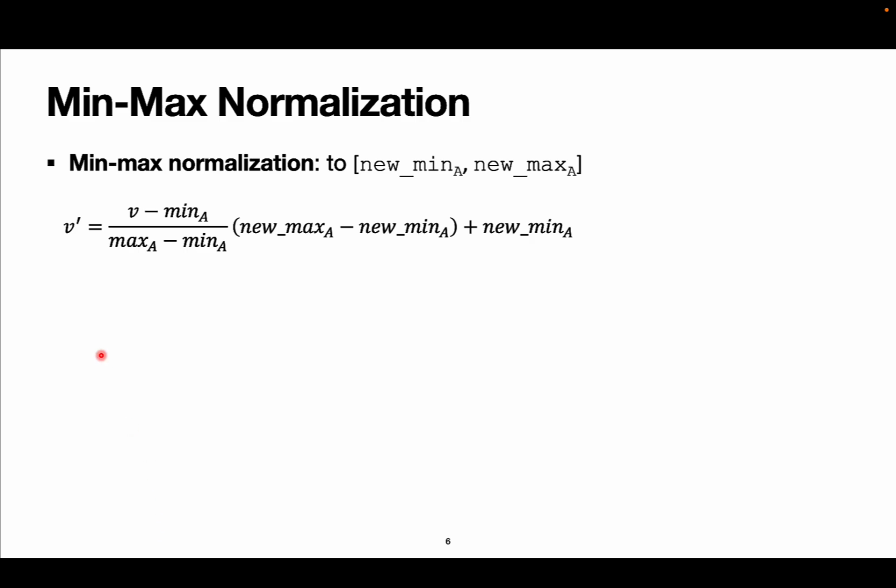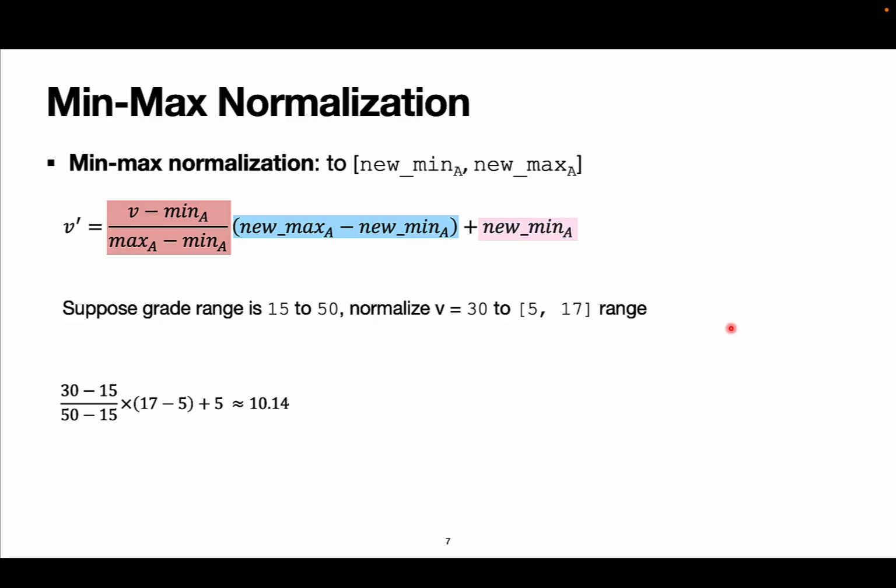In min-max normalization, the goal is to transform a value that already has a minimum and maximum to a new minimum and maximum range. Let's work through a concrete example. Suppose a grade range is 15 to 50 and we want to normalize v equal 30 to the new range of 5 and 17. Let's break down the formula. I'm going to start from the end because it's easier. A new minimum is the lower end, and it's going to guarantee that we get the lower end regardless of what happens in this part.